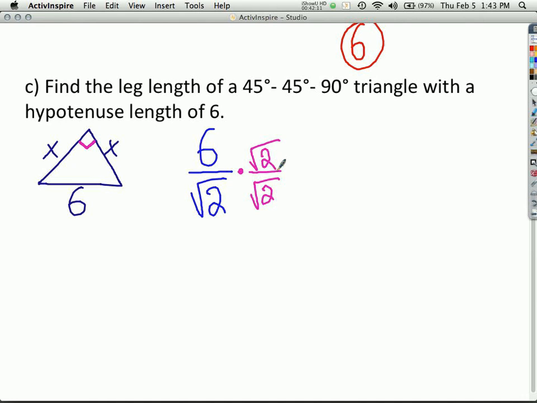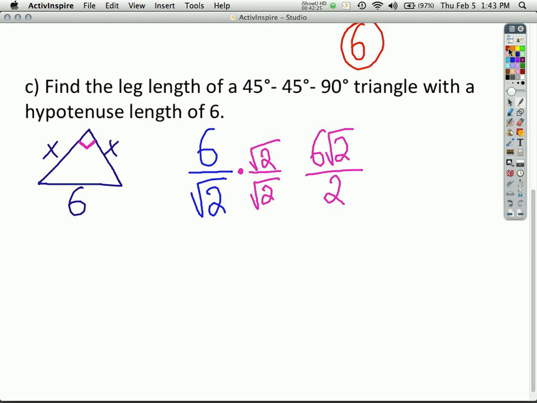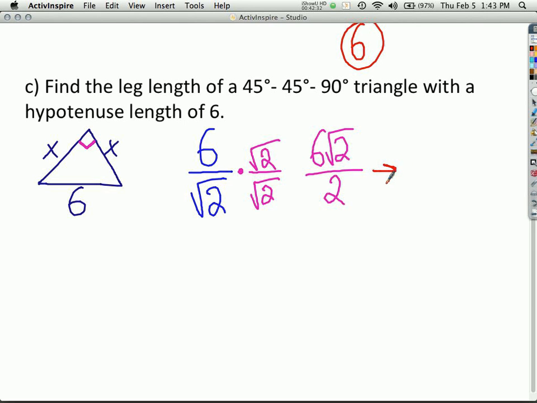And so you get on top 6 radical 2. And on the bottom you get 2. And 6 divided by 2 is 3. And so that's why, although Nathaniel, I'm guessing, did it slightly differently, and why Kadir, I'm not sure if he did it exactly this way, you end up with 3 radical 2.